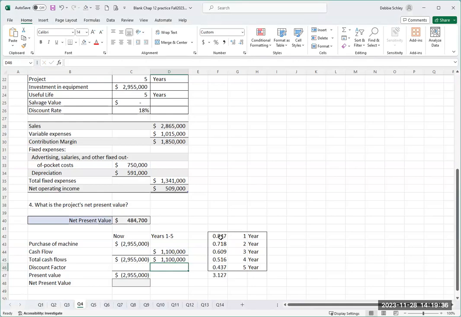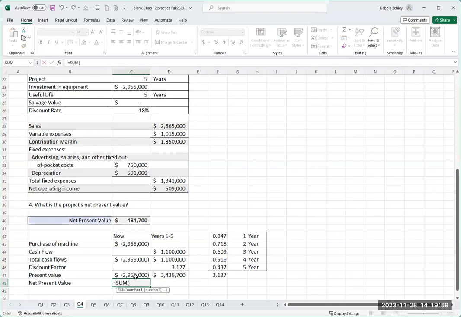And then I just took those discount factors from the previous question and I added them together and then multiplied 1 year's worth of cash flow times the total sum of the discount factors. And then net present value is going to be the sum of these two numbers.